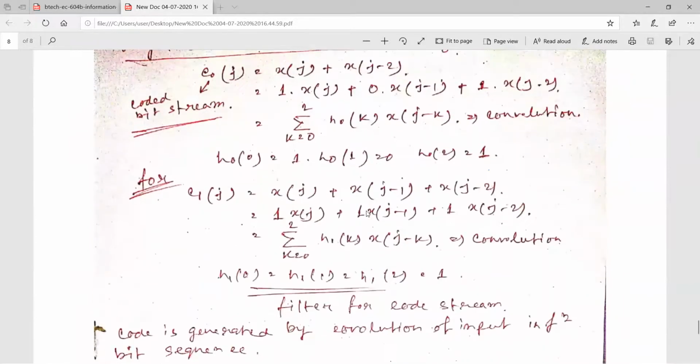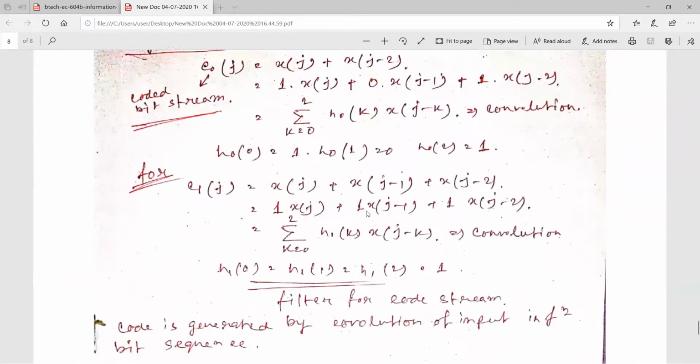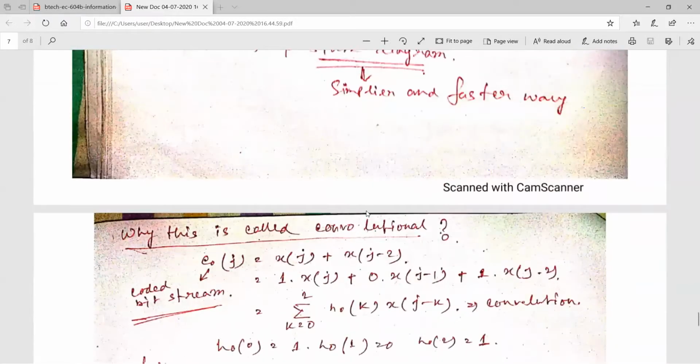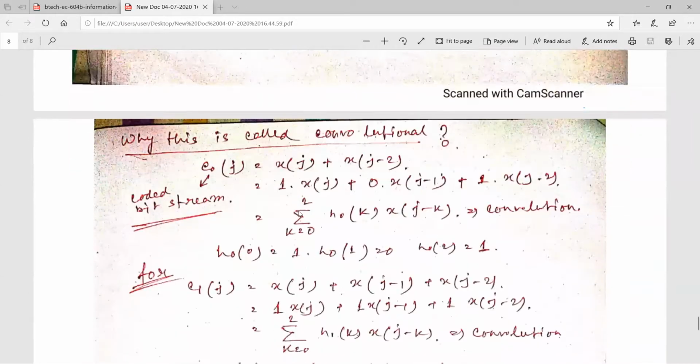Okay, so here is a little bit more. This is the last thing. Why is this called convolutional? Why is this code called the convolutional code? You have done the convolution operation in signals and systems and also DSP. So what was the formula? The formula was h of k times x of j minus k.